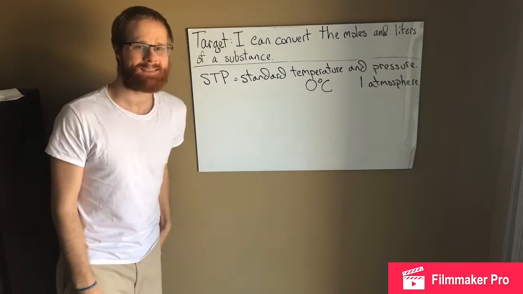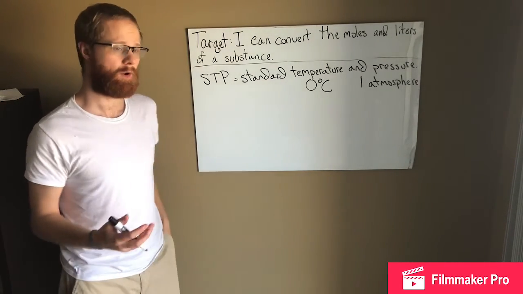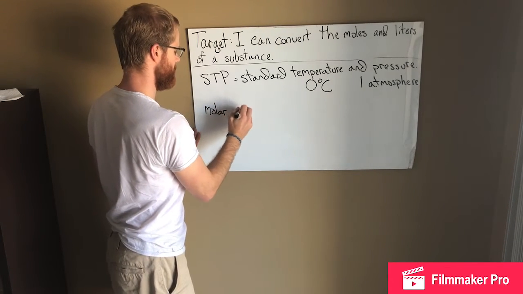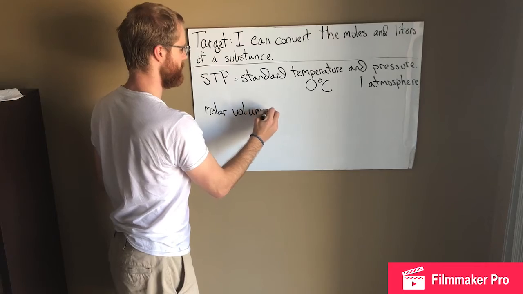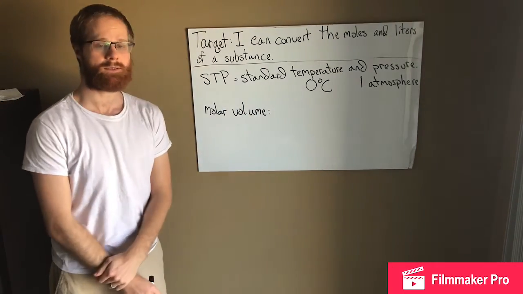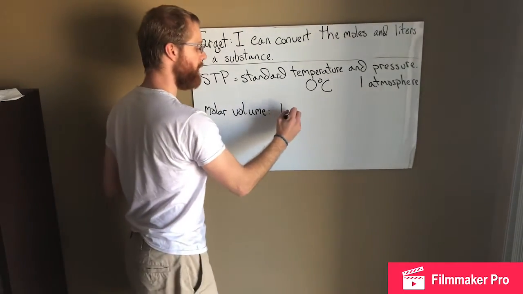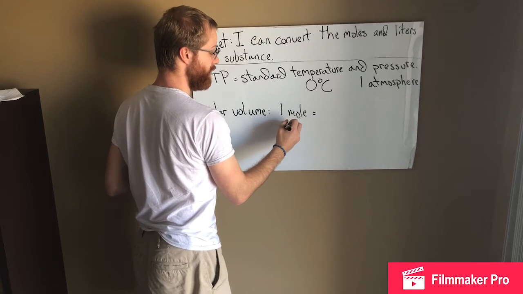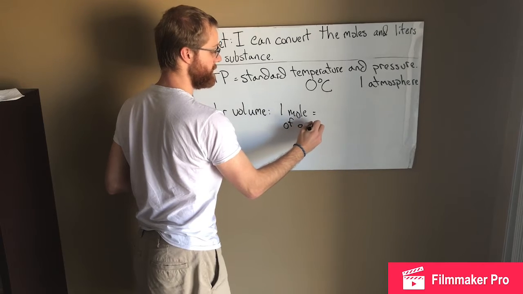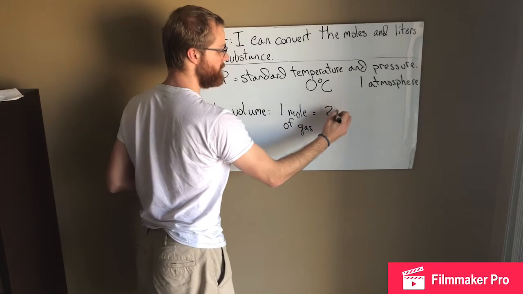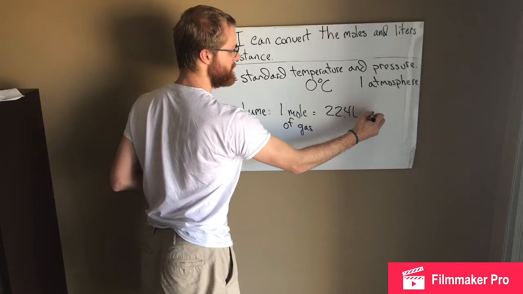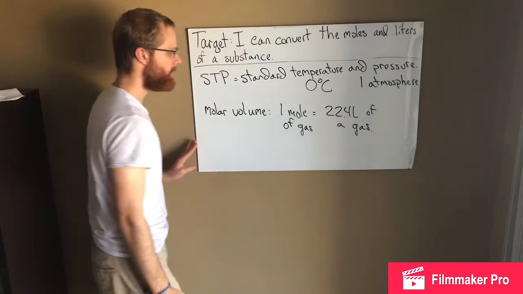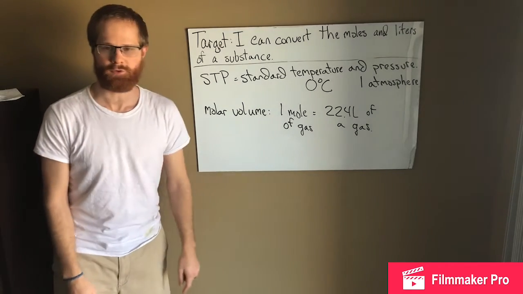All right, so what's the second vocabulary term we need to talk about? The second one is called molar volume. Molar volume essentially states that 1 mole of a gas is equal to 22.4 liters of a gas. This is a very handy conversion factor.